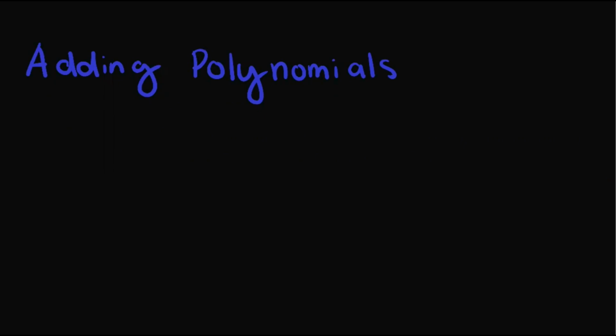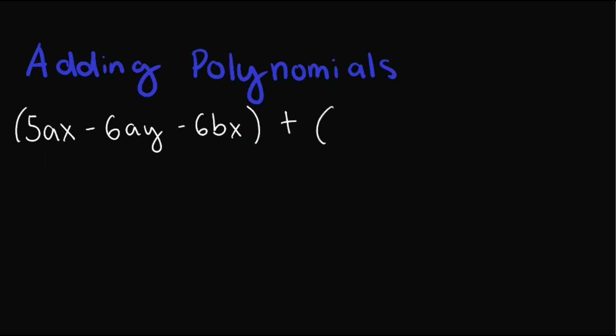Let's have this next example. If we have 5ax minus 6ay minus 6bx plus 7ay minus 7bx plus 10ax. Now, in this one, all terms have a variable, but it's rearranged in various positions. So we need to be careful in finding out the like terms in this one.